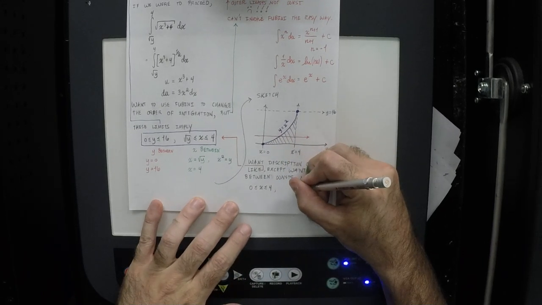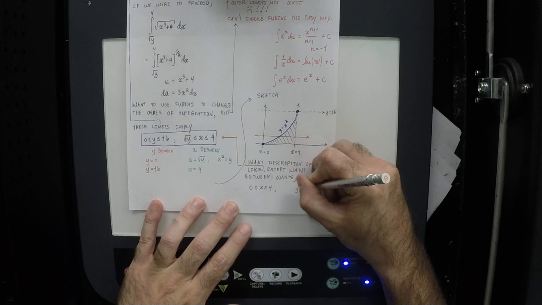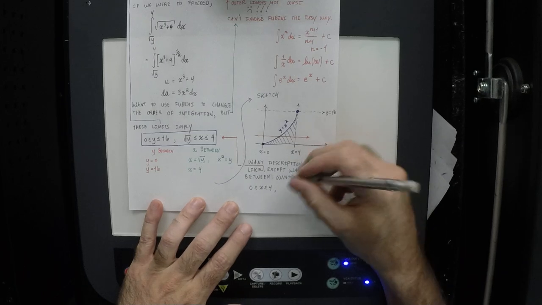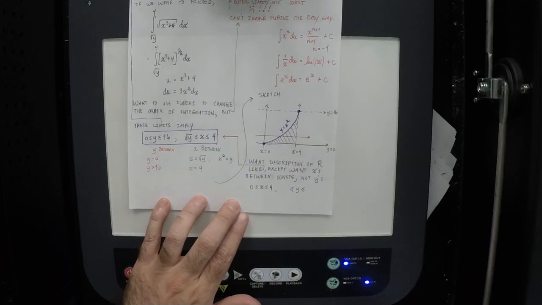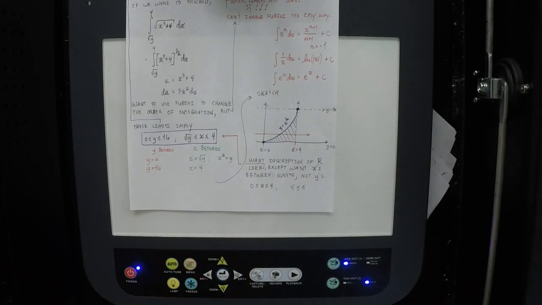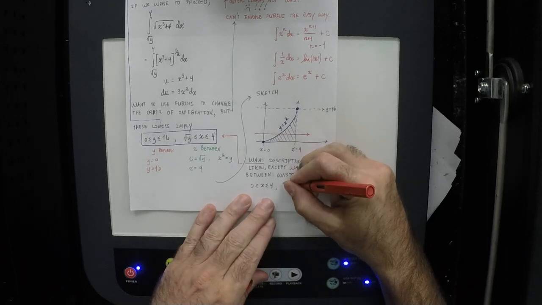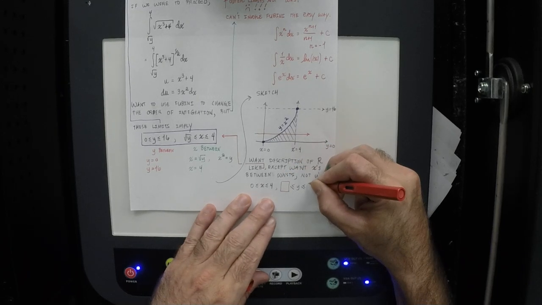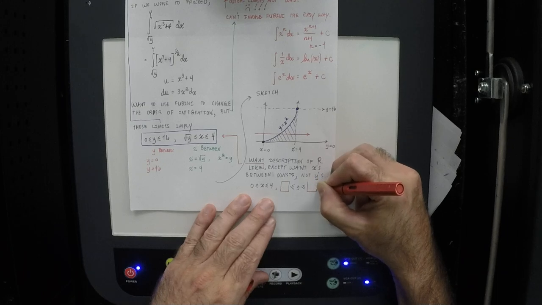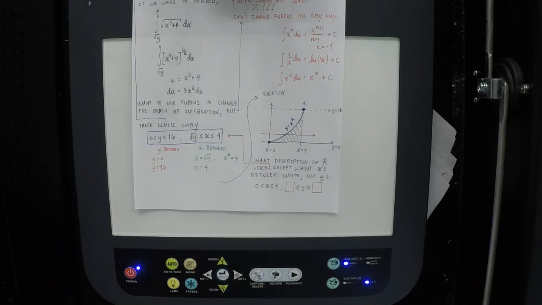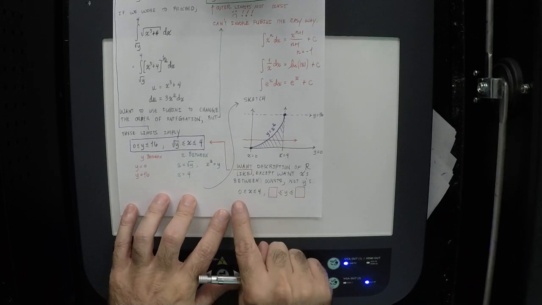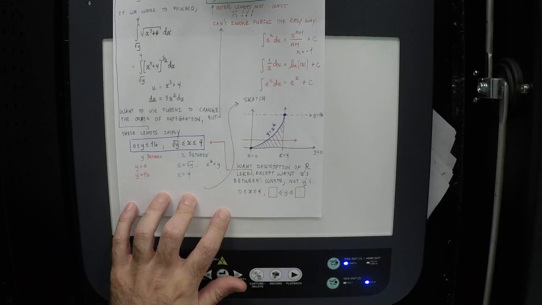Now, what we're going to do is I want you to fill in these boxes. We've got to fill in these boxes. What are the y's between? So we've established the x's are between 0 and 4. What are the y's between?